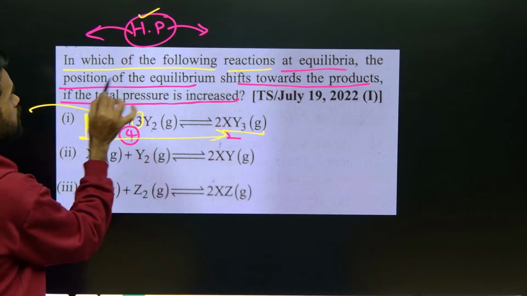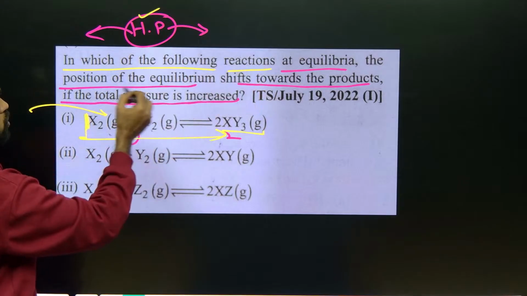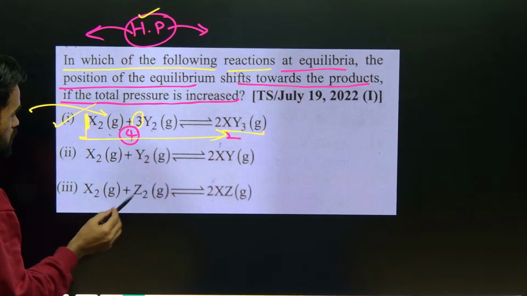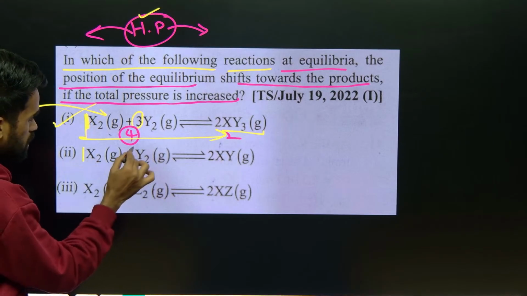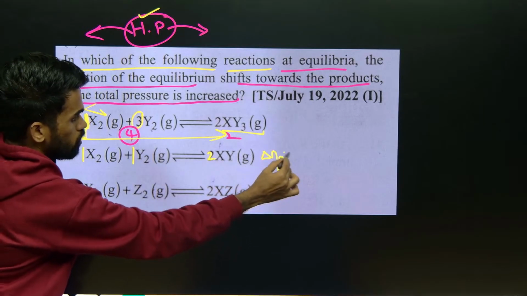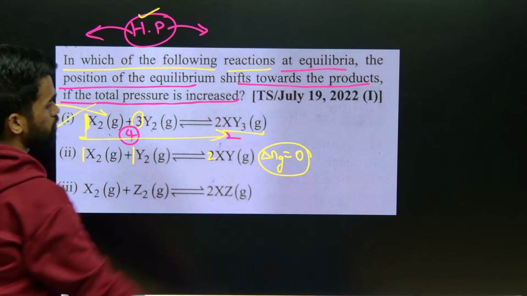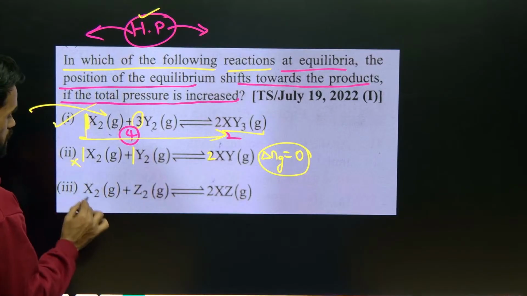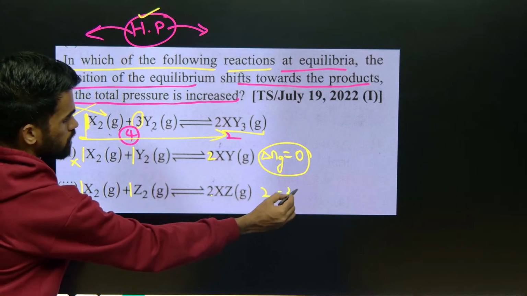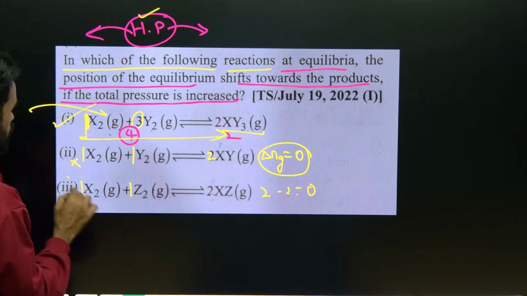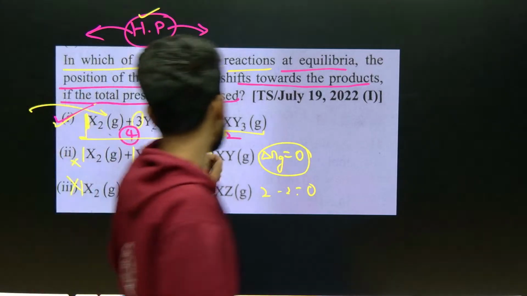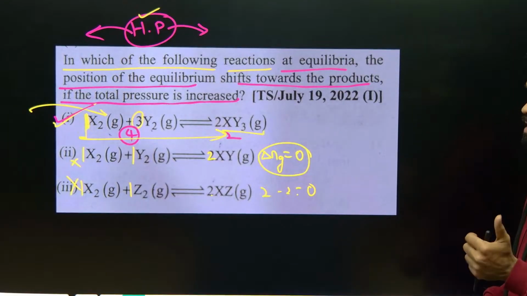So they are saying that in the following equilibria the position of equilibrium shifts to the product side. So the first option is perfect. Next, in the second option you can see 1 gaseous reactant, a second gaseous reactant, and this side also 2. If delta Ng is 0, what I told you, there is no effect of pressure. So this is no effect. Next, 1, 1, and this side also 2. So total 2 minus 2, so here also 0, there is no effect of pressure here. Only the first option will be the perfect answer for the question. Right, I hope this is clear.